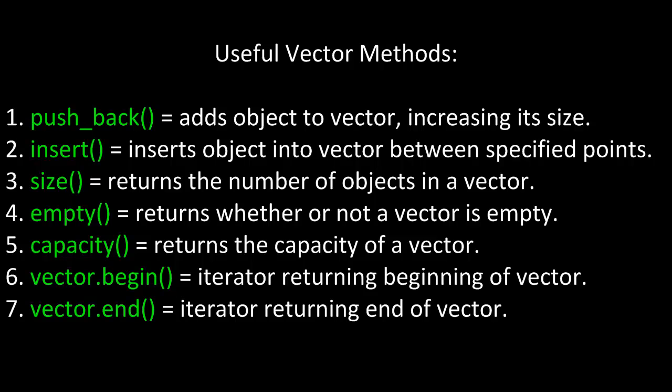Declaring vectors. Here are some useful vector methods. First, push_back, which adds an object to a vector, increasing its size. Second, insert, which inserts an object into a vector between specified points. Then there's size, which returns the number of objects in a vector. Empty, which returns whether or not a vector is empty. Capacity returns the capacity of a vector. vector.begin is an iterator returning the beginning of the vector, and vector.end is an iterator returning the end of the vector.